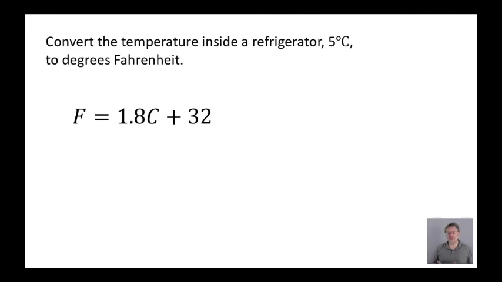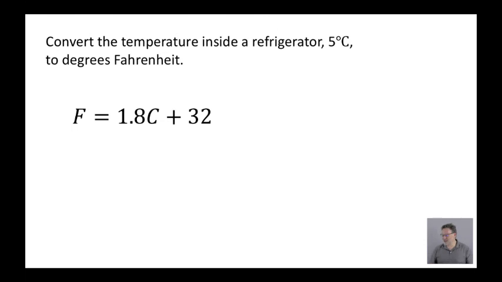So let's actually do this problem here as well. Convert the temperature inside a refrigerator, which is 5 degrees Celsius, to degrees Fahrenheit. Now you might be suddenly thinking, wait a second, 5 degrees Celsius, that's below freezing. No, you're thinking Fahrenheit here. 5 degrees Fahrenheit is definitely below freezing. 5 degrees Celsius, because it's positive, is above freezing. So that's appropriate for a refrigerator.